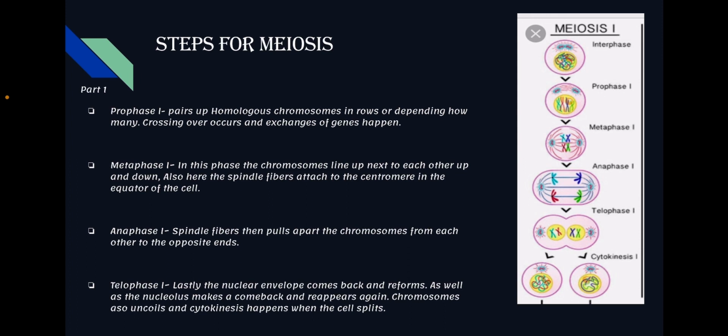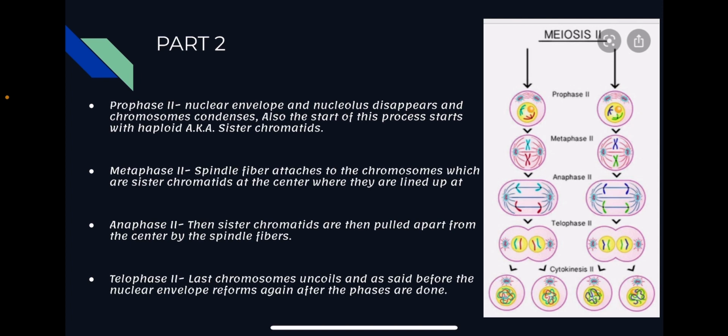Telophase 1. Lastly, the nuclear envelope comes back and reforms, as well as the nucleolus makes a comeback and reappears again. Chromosomes also uncoil and cytokinesis happens when the cell splits. Part 2. Prophase 2. Nuclear envelope and nucleolus disappear and chromosomes condense.